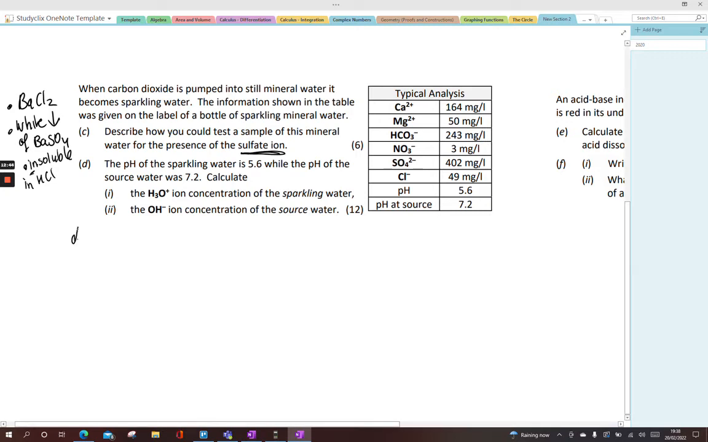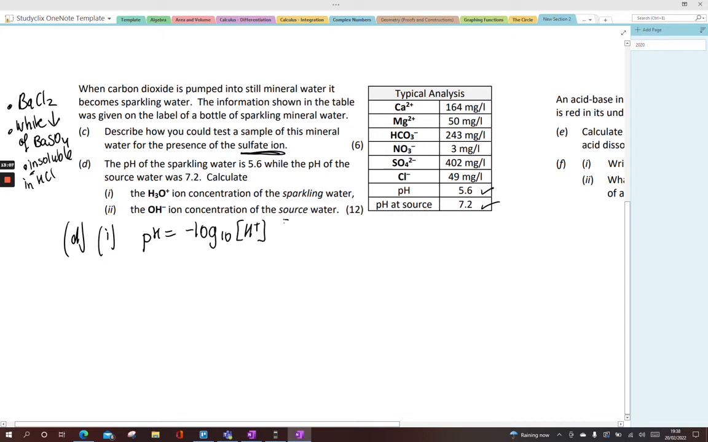D there. The pH of sparkling water is 5.6, while source water was 7.2. So there's me sparkling, there's me source. Calculate the H3O+ concentration of the sparkling water. So there's a few formulas you need to learn, and this, the one for your pH, minus log to the base 10 of your hydrogen ion concentration.